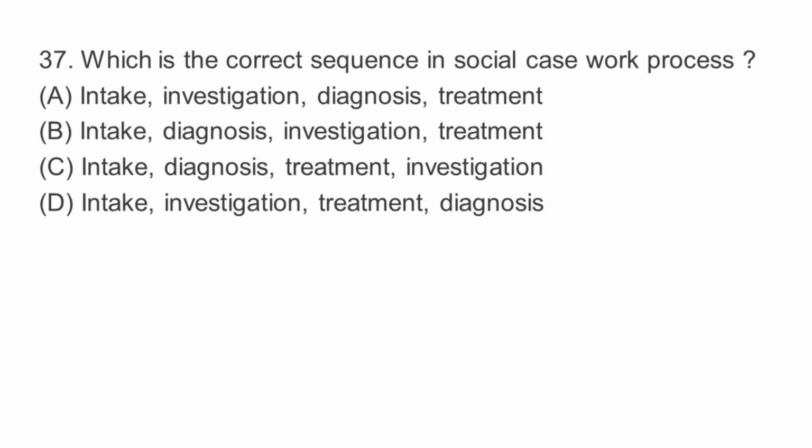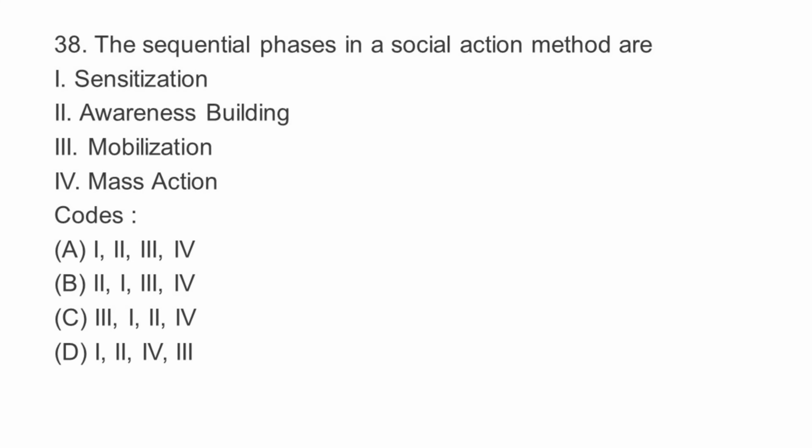Which is the correct sequence in social casework process? From the option, right answer is option A. So, first step in social casework process is intake, second one investigation, third one diagnosis, and last one treatment. From the option, right answer is option A, intake, investigation, diagnosis, treatment.